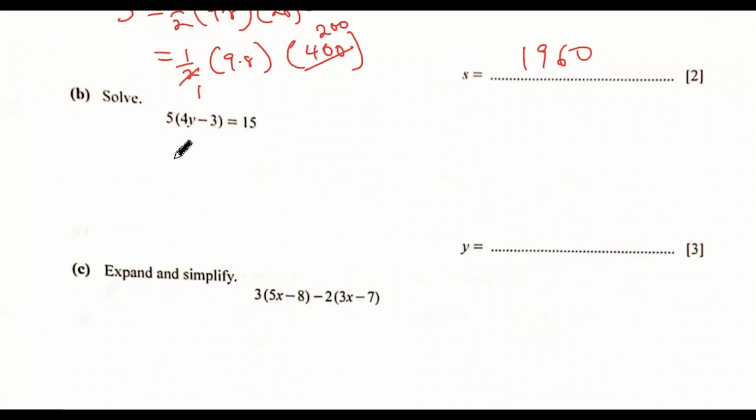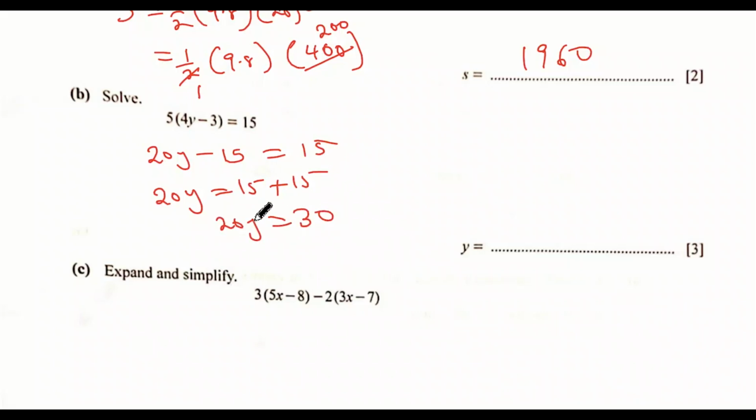1960. Question 2b. So solve this. We need to expand the bracket. This will give us 20y subtract 15 equals 15. So if we collect like terms, we have 20y equals 15 add 15. We have 20y equals 30. If you divide both sides by 20, we have y equals 30 over 20, and you have 3 over 2 as 0 cancels 0, which is the same thing as 1 whole 1 over 2.